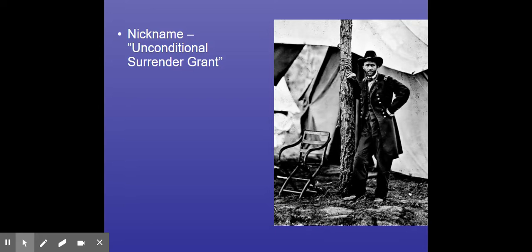When the Confederates come to surrender to him and they ask, "What are your terms?" Grant says, "Unconditional surrender. You surrender now, and then we will talk about what you get and things like that. But right now, you surrender." So he gets the nickname Unconditional Surrender Grant, which also fits nicely with his initials. Okay, he is Ulysses S. Grant, U.S. Grant, Unconditional Surrender Grant.